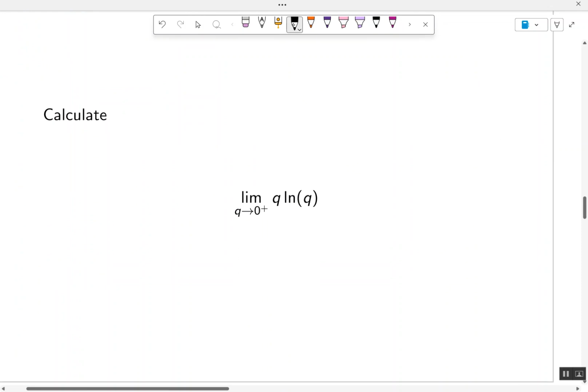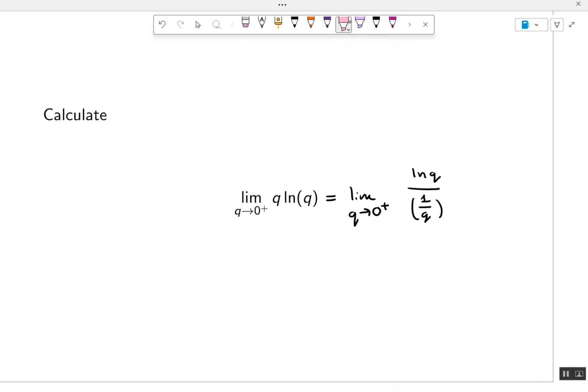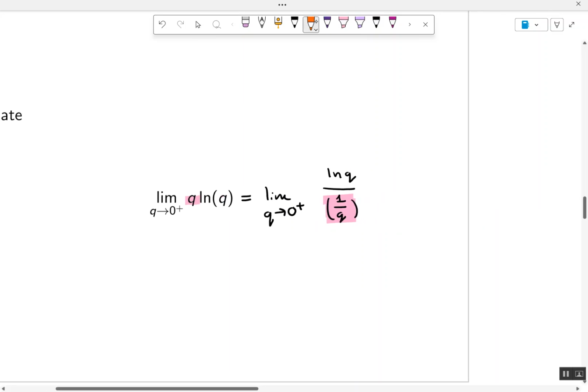So, the limit as q approaches 0 from the right of q times natural log of q. We will write this as natural log of q on the top and 1 over q on the bottom. So this is the same thing as that. We have forced it to be on the bottom by writing it as a reciprocal in the denominator. So now let's check here.